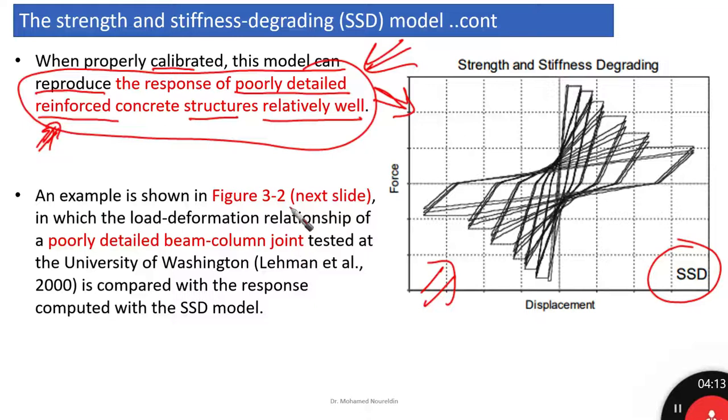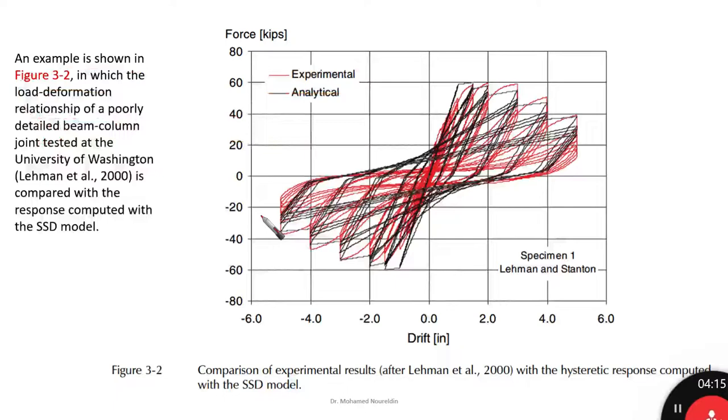An example is shown in the next slide. This is a comparison of experimental results. This is an experiment that was conducted at the University of Washington by Lehman et al. in 2000, and the corresponding analytical model produced here, as you can see, is well matching the analytical SSD model. So the experimental result matches the analytical model well.